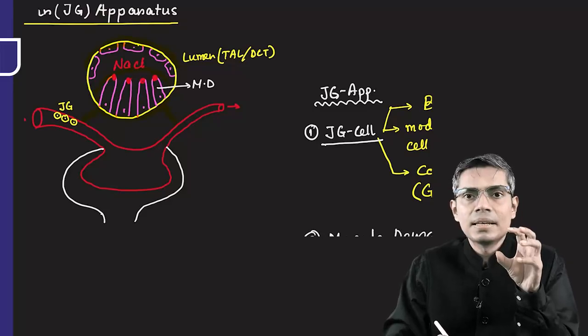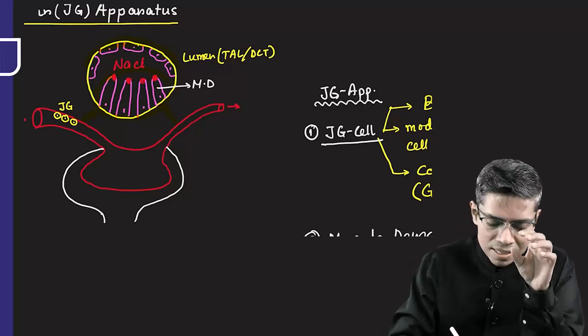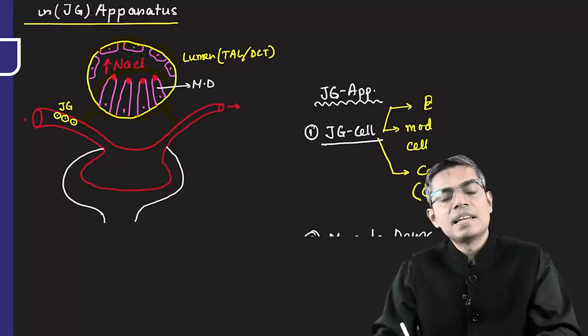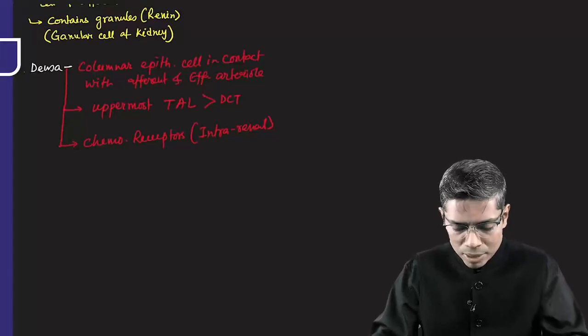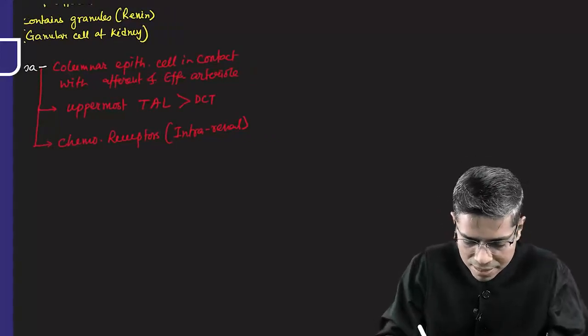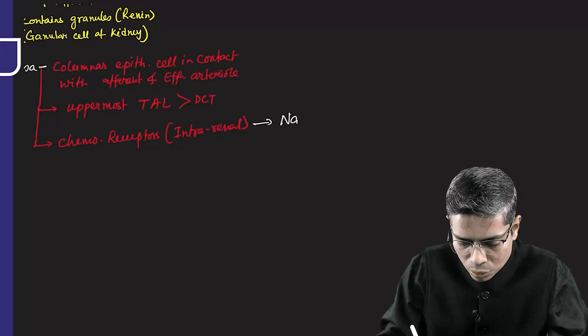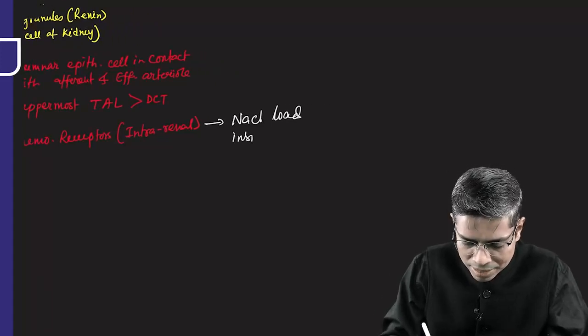So which chemical can be sensed by this macula densa cell? Increased NaCl load at the tubular lumen. So I am writing here that the macula densa cell senses sodium chloride load inside the lumen of the tubule. Now if you read Goodman and Gilman, they are saying that between sodium and chloride, one is more important for this macula densa cell.